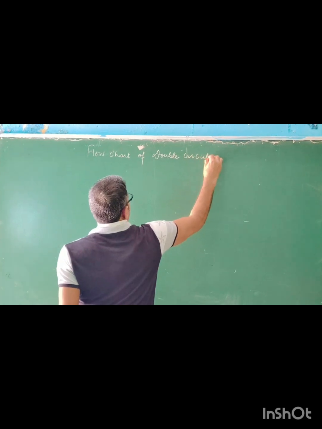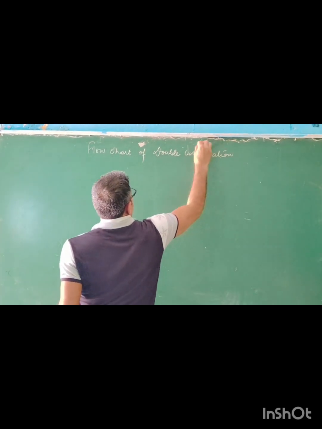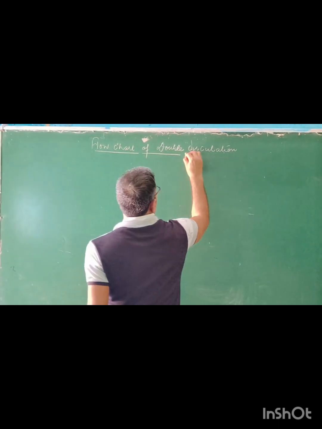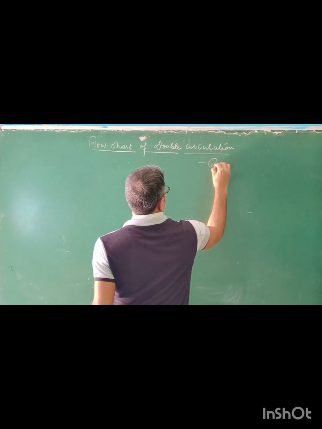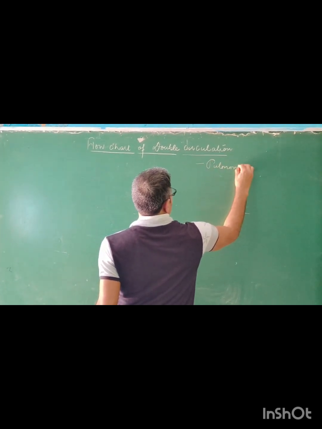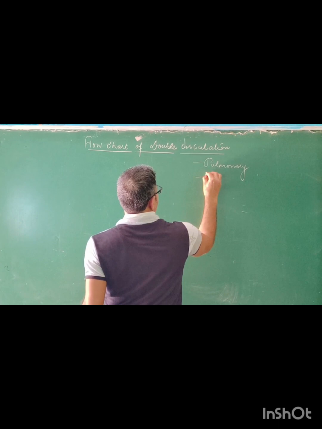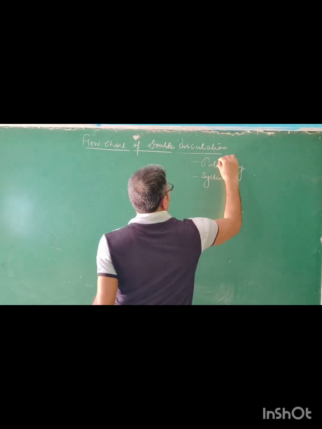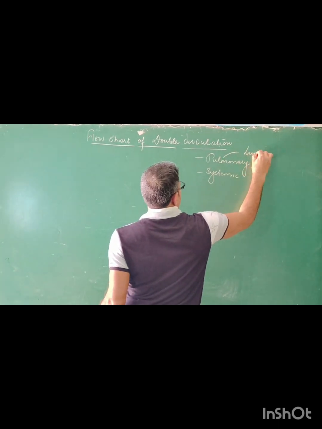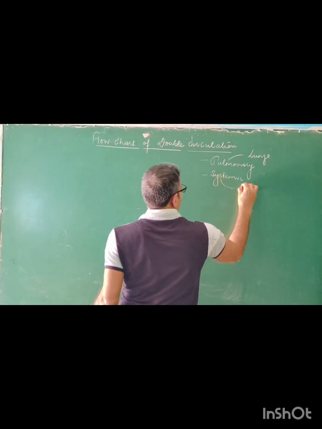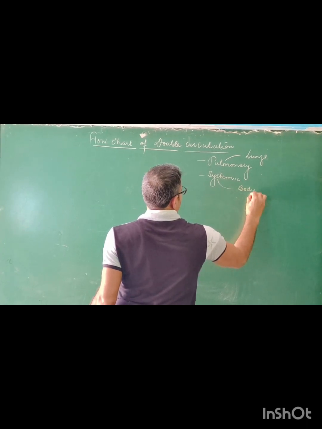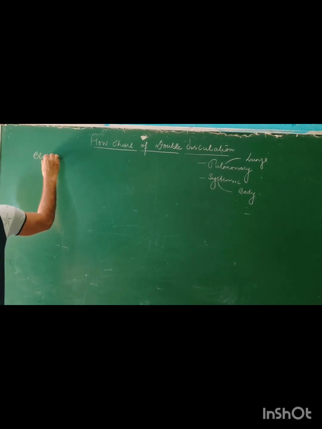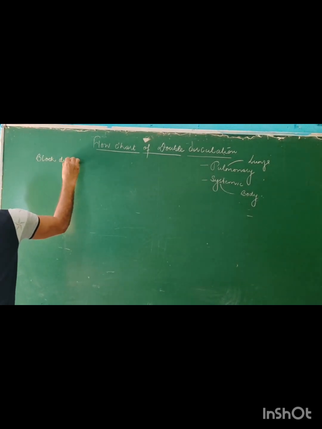Flow chart of double circulation. As you know that the double circulation is of two types. First is pulmonary and second is systemic. Pulmo means lungs, systemic means body. How it is done? So I will make a block diagram.